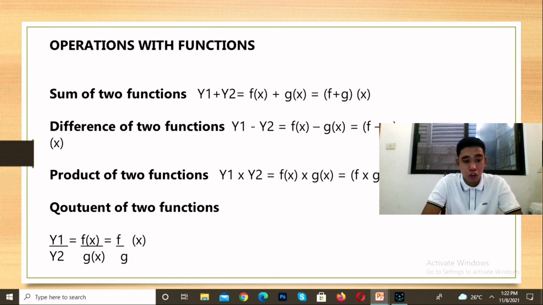Operations with functions. These are the formula for sum of two functions, difference of two functions, product of two functions, and quotient of two functions.